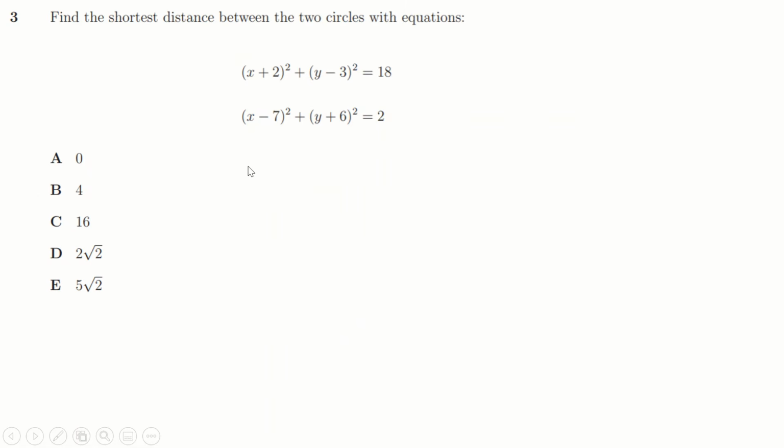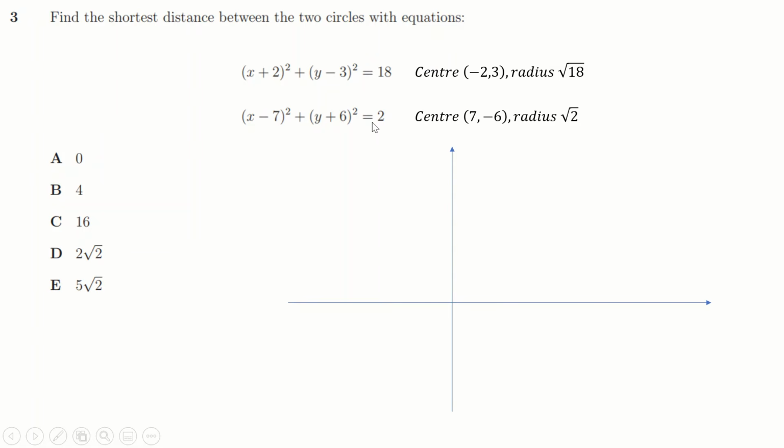Question number 3. Okay, draw it. These are circles. This is a circle, center minus 2, 3, radius root 18. This is a circle, center 7, minus 6, radius root 2. Put those 2 points down. Now I'm first going to find the distance between the centers. I'm looking for that length. Well, the difference in the height is 9, and the difference in the width, or x coordinates, is also 9.